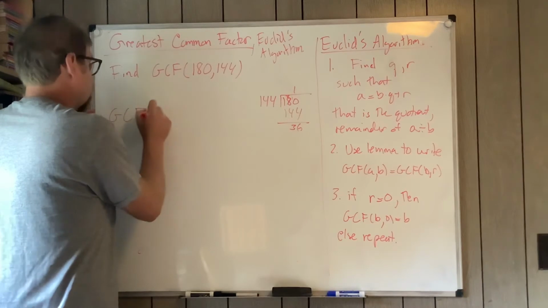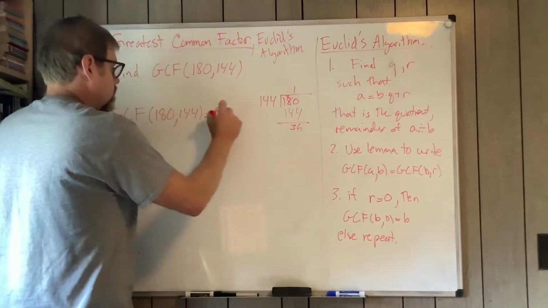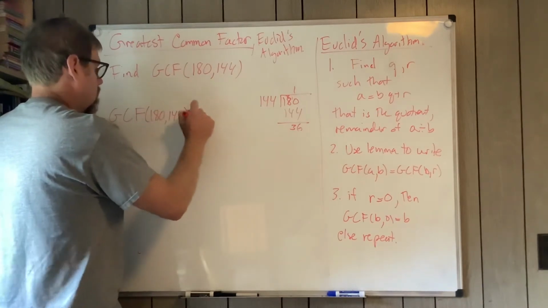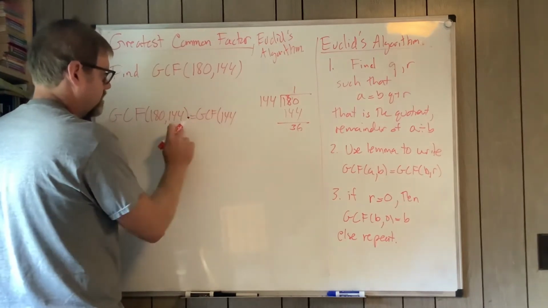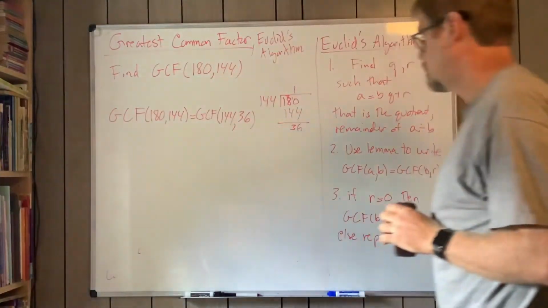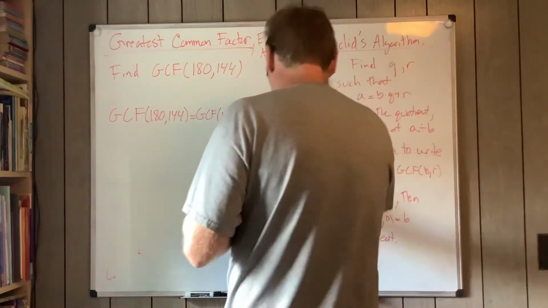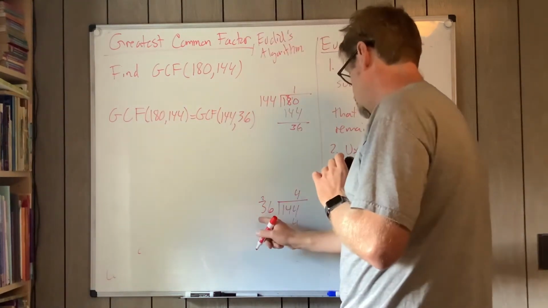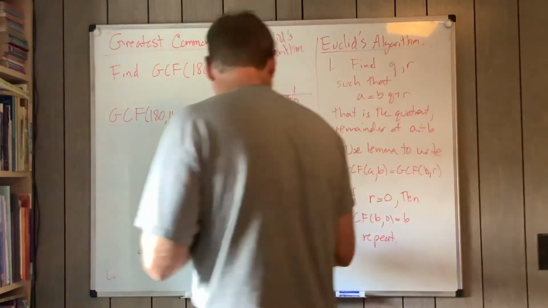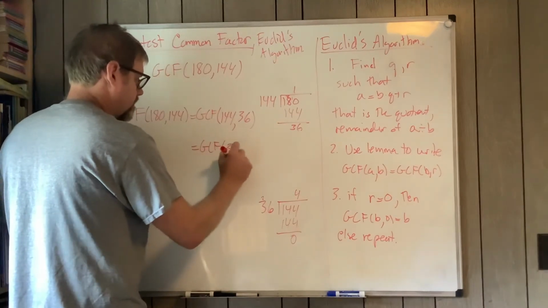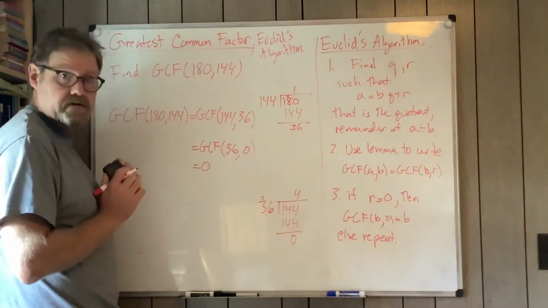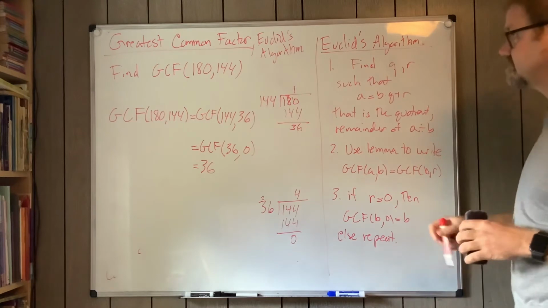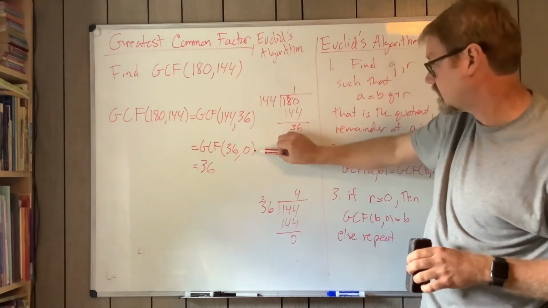Then what we have is GCF of 180, 144 is the GCF of 144, that just slides over, and then the remainder 36. Then we do the same thing: 36 goes into 144 four times, with remainder 0. So GCF of 36, comma 0, and this answer is 36. We did 2 steps of this. The first step was this one, the second step was that one, until I get a 0 there, and then I just write this down.